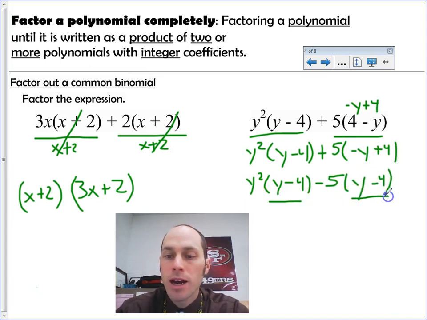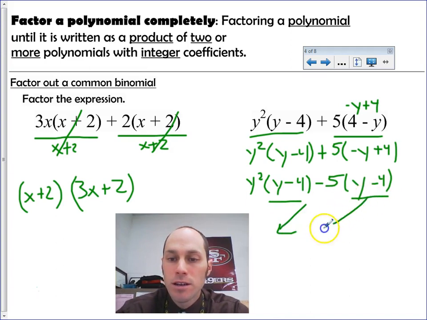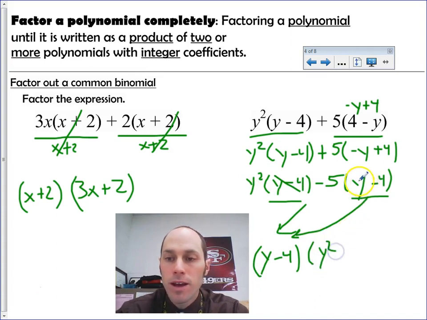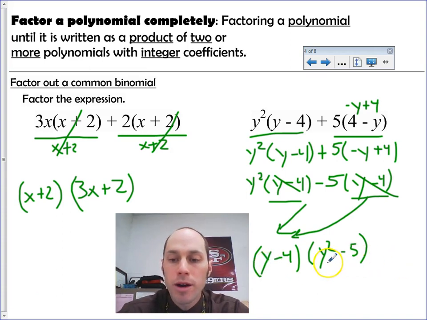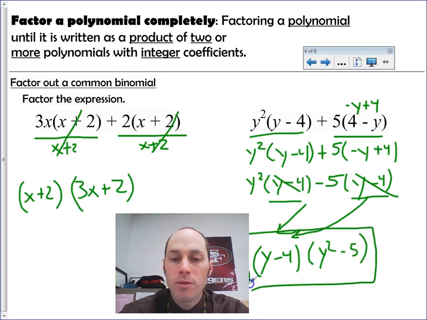Now I have this common binomial, which I can factor out. Factor that out and put it at the beginning, y minus 4. So when I divide out a y minus 4, I'm left with y squared at the beginning, and I'm left with minus 5 at the end there. And at this point, I need to factor completely, so I've got a y. Can I break down the y squared any further? Well, I've only got two terms. If it's two terms, it's got to be the difference of two perfect squares. Y squared is a perfect square, but 5 is not. It won't give me what I need. So at this point, I would be done factoring that one down.